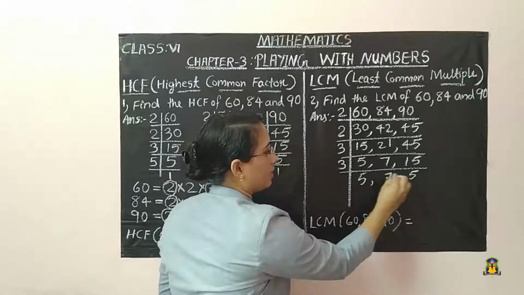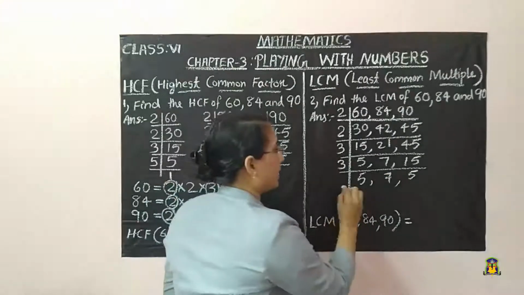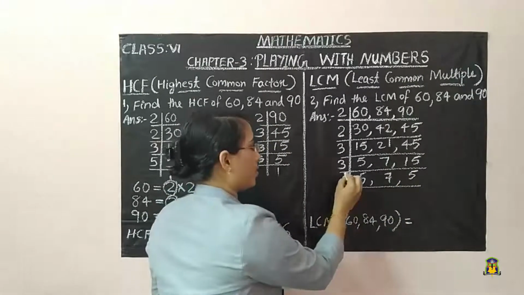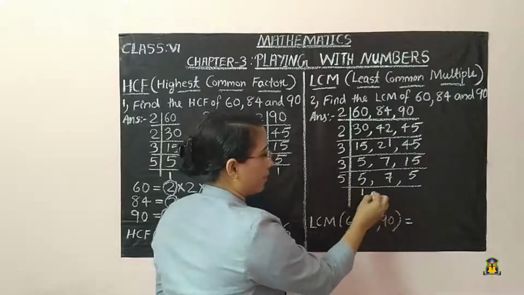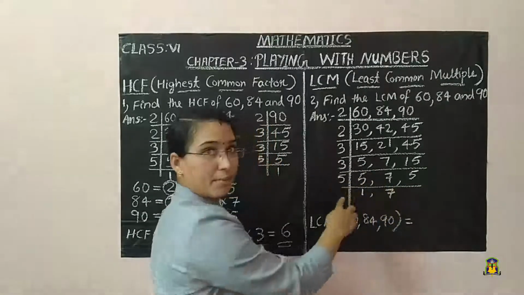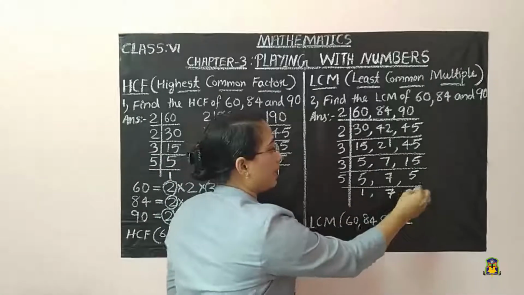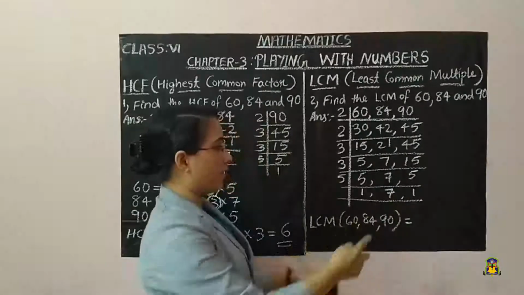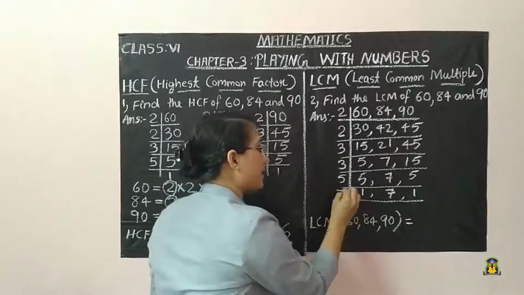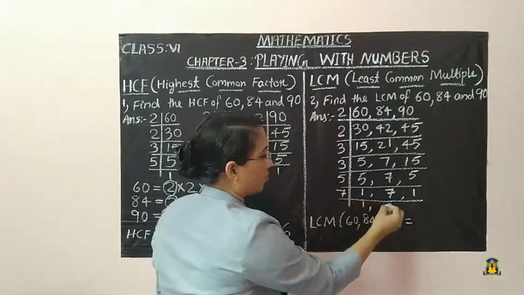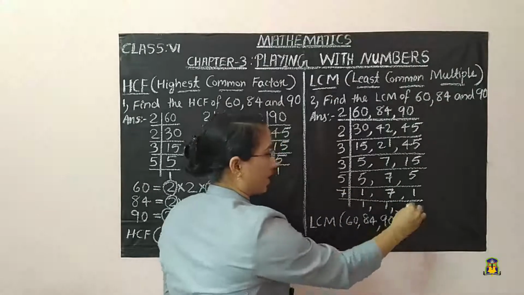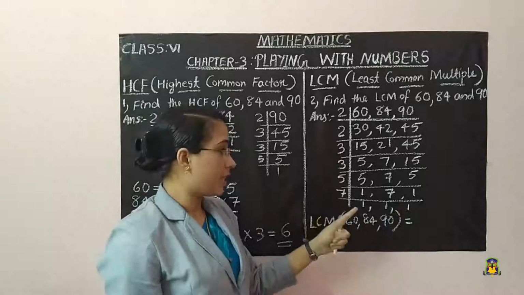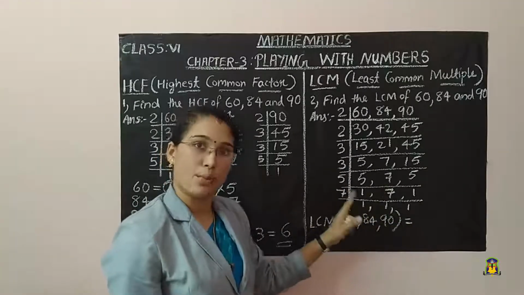Here 5, here 7. After this, 2 and 3 are not possible. Next we check with 5. 5 is possible because here 5 goes one time. Then 7 divided by 5 is not possible, so bring down the same number. Here also one time. After that, the prime number now is 7. You can write the same number here. Then bring down 1, and here 7 times 1 is 7, then 1. Now you can see in the last step all the numbers are 1. When you get all the numbers as 1, you can stop the process.